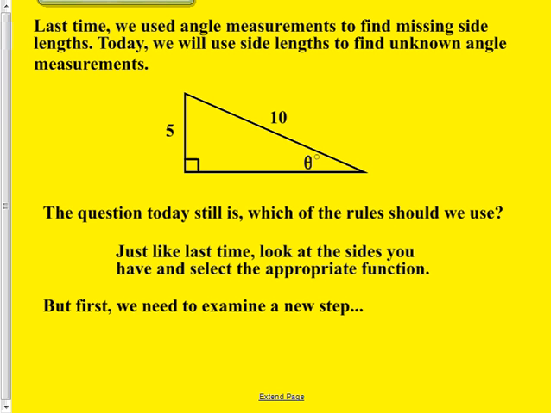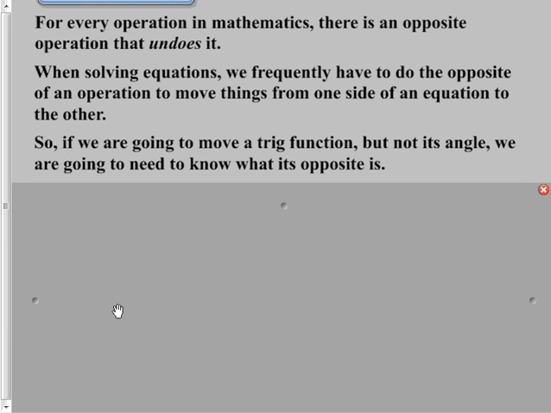Okay, so let's take a look at that new step. Now we should know well by now, through our travels in mathematics and also me repeating myself over and over again, that for every operation in mathematics, there is an opposite operation that undoes it. Okay, addition and subtraction, multiplication and division, squares and square roots, stuff like that. When solving equations, we frequently have to do the opposite of an operation in order to move things from one side of the equation to the other side.